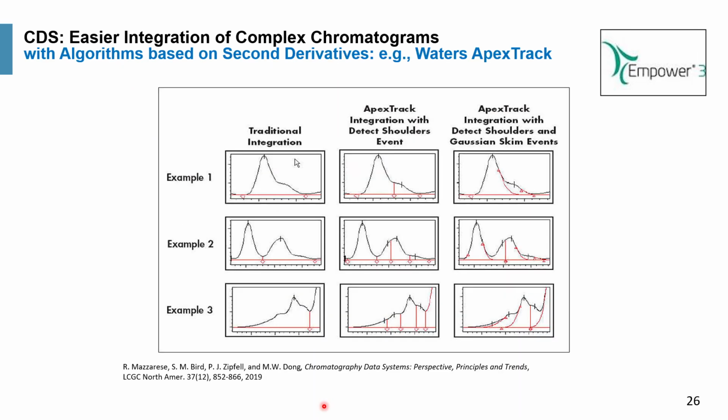We mentioned something called ApexTrack, which is very helpful for very complex chromatograms, right? So instead of the traditional integration algorithm where you have to define a threshold, the upslope threshold and the downslope threshold, ApexTrack can do it automatically for very complex chromatograms. So definitely this makes much more sense, particularly for emerging peaks.